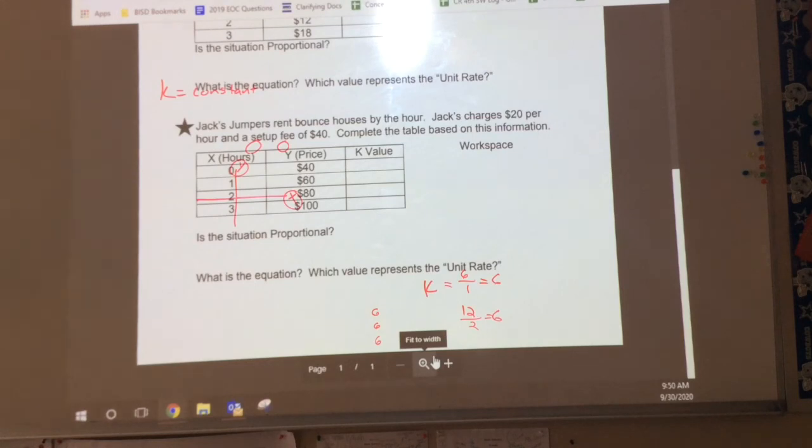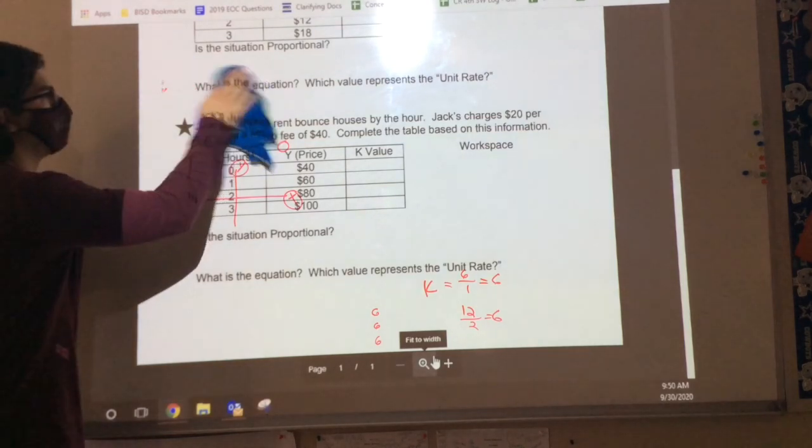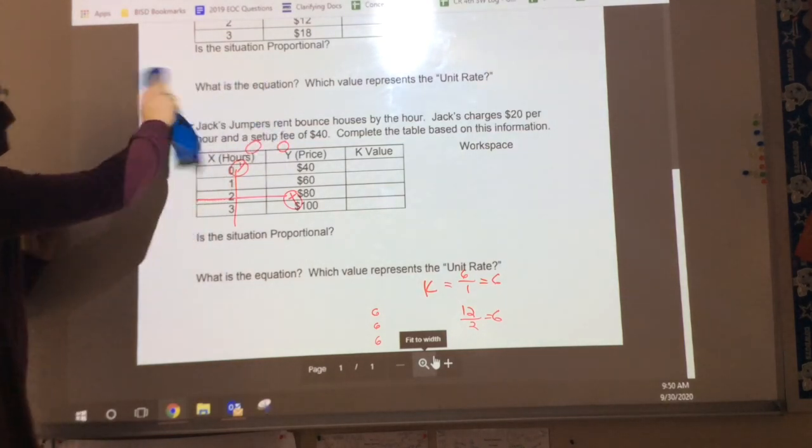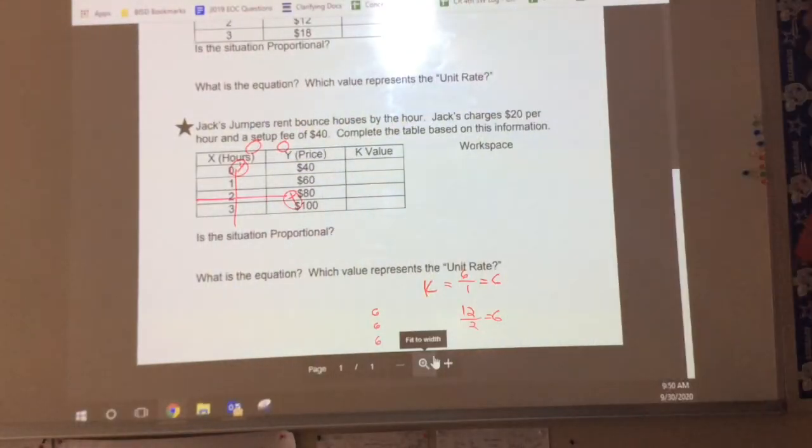This next part, it's still the same question we're just on. It says, which value represents the unit rate? What do you think the unit rate is to that problem? It's not a trick question.